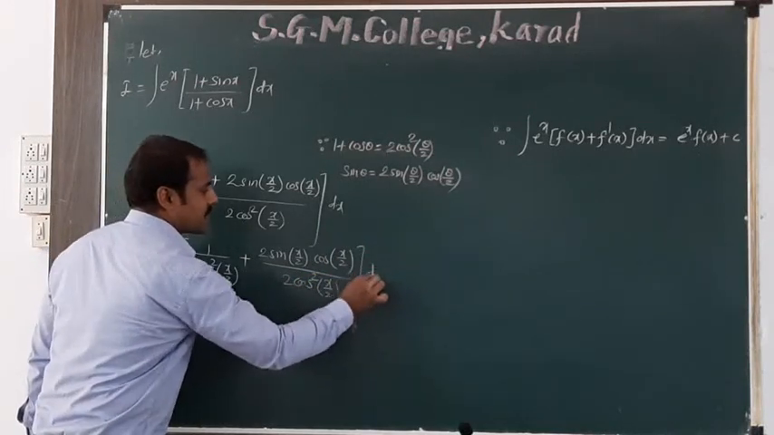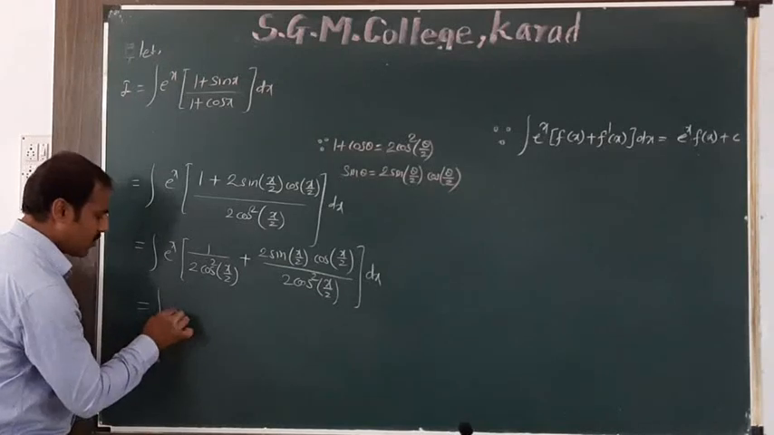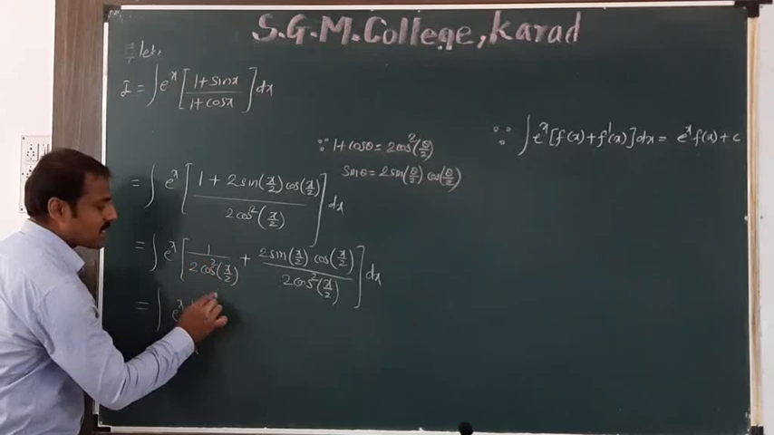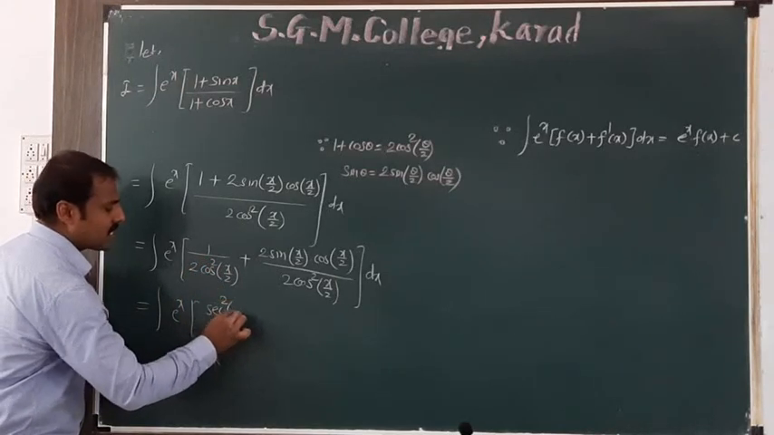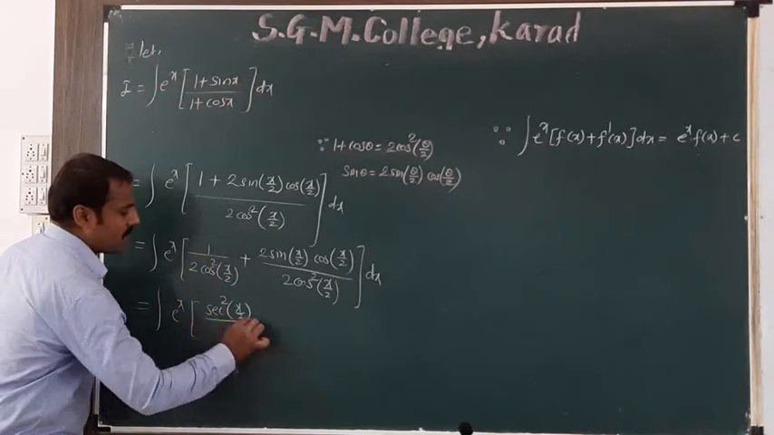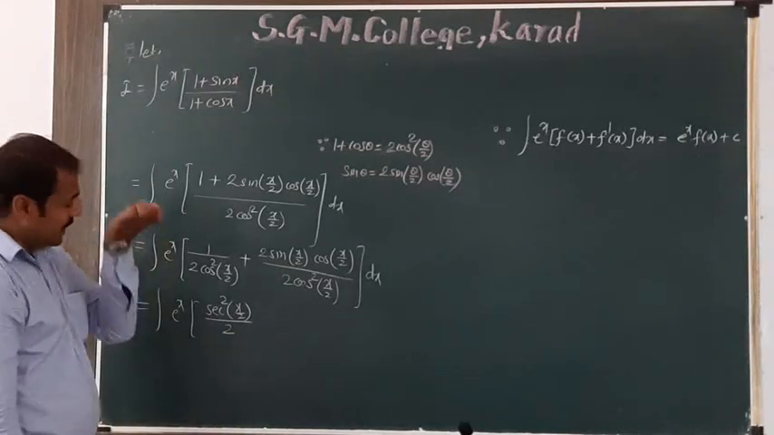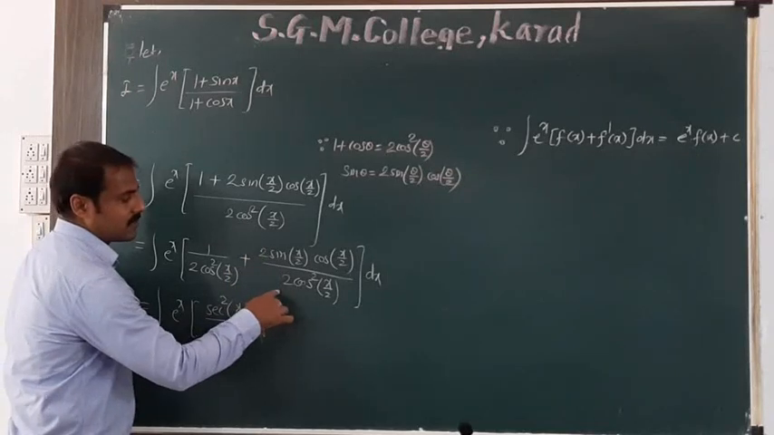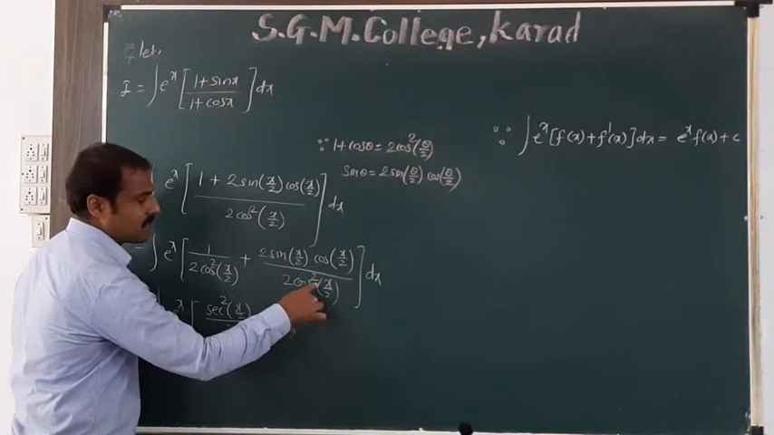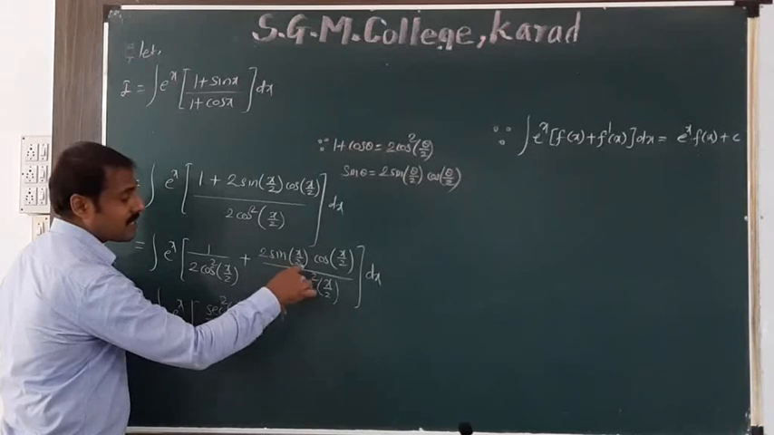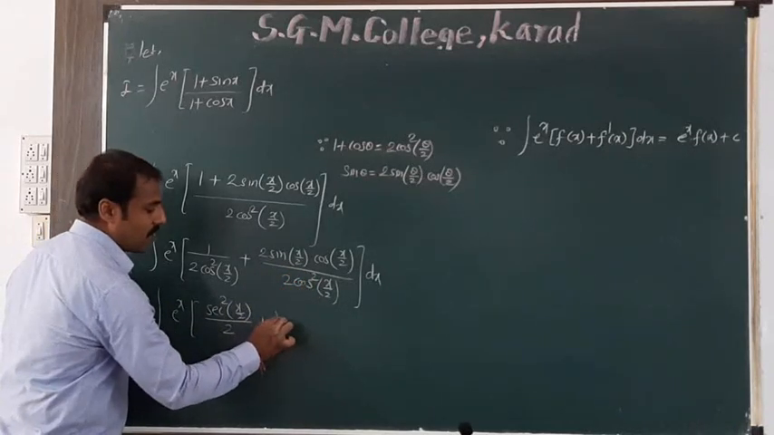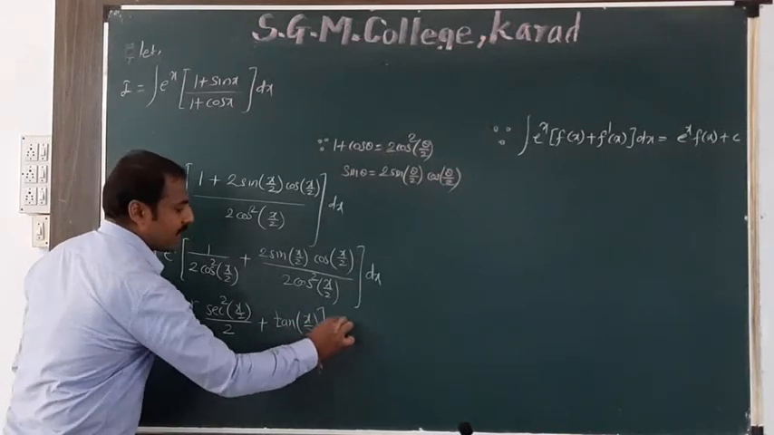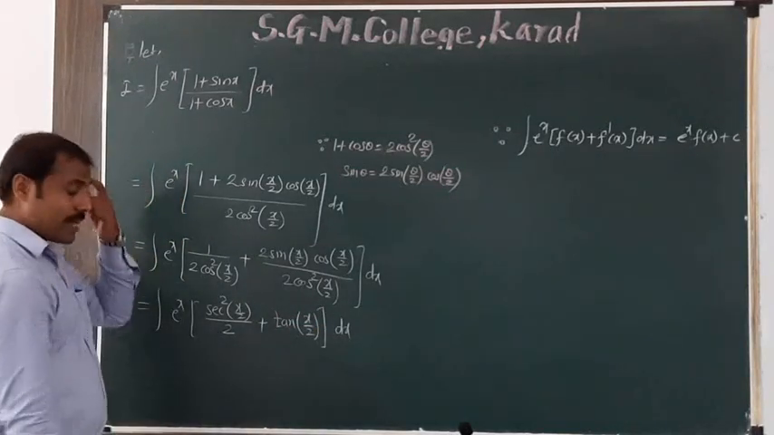dx. After simplification we write this as I is equal to the integration of e raised to x into 1 upon cos square, which is sec square x by 2, divided by 2, plus, the 2 gets cancelled and one cos gets cancelled, what's remaining is sin x by 2 divided by cos x by 2, and sin upon cos is tan x by 2, dx.